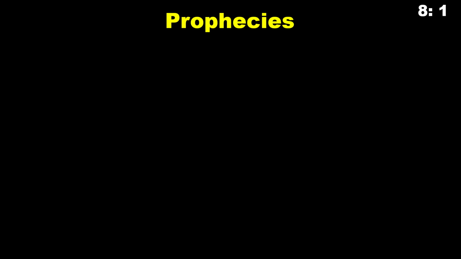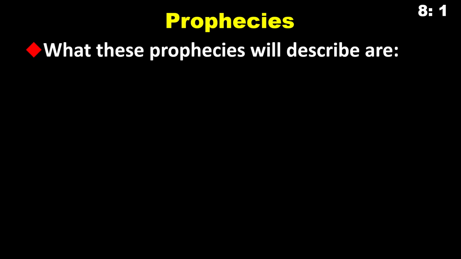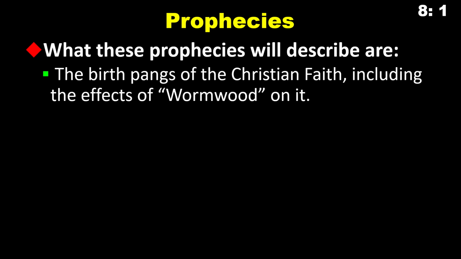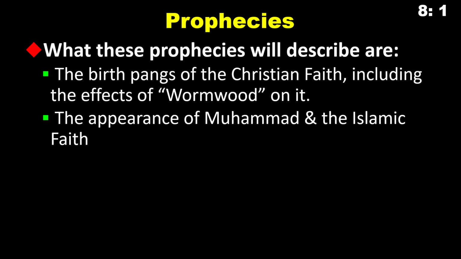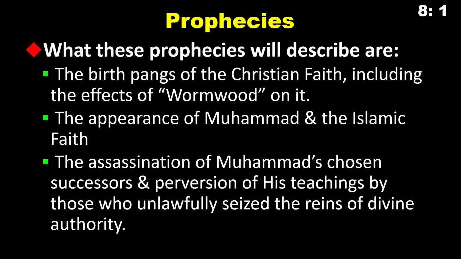Spiritual conditions and events are foretold in prophecies in chapters 8 through 10. By the removal of the last seal on the scroll, divine mysteries hidden within the revelations of Abraham through Muhammad have now been made clear. Disclosure of the remaining prophetic sequences of the book of Revelation was made possible. What these prophecies in chapters 8, 9, and 10 describe are the birth pangs of the Christian faith, including the effects of wormwood on it, the appearance of Muhammad and the Islamic faith, the assassination of Muhammad's chosen successors, the Imams of the Shia Islam, and perversion of his teachings by those who unlawfully seized the reins of divine authority.